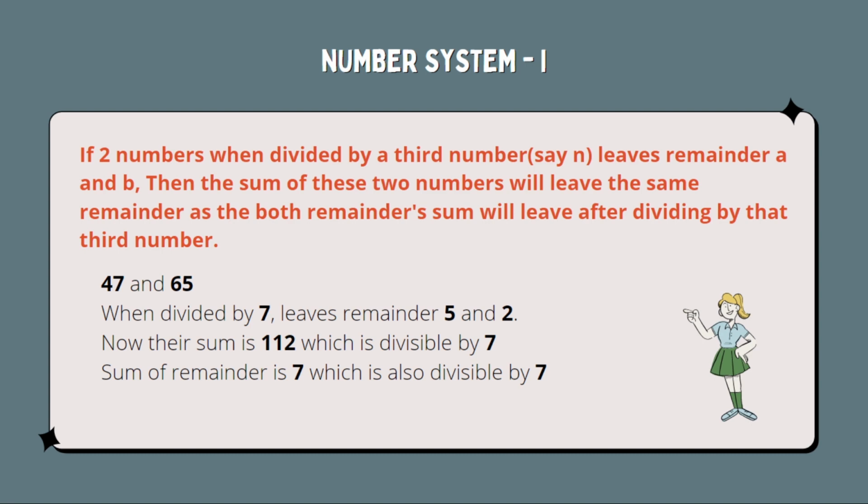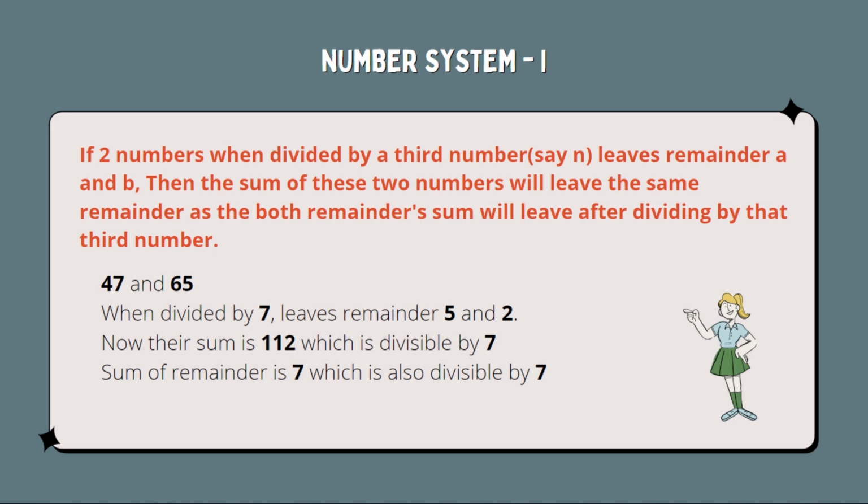Now this is the first Will's rule. You can call it Will's rule, it's not a scientific name, I just gave it a name. What does it say? If two numbers when divided by a third number leave remainders a and b, then the sum of the two numbers will leave the same remainder as the sum of both remainders will leave after dividing by that third number. Let's understand.